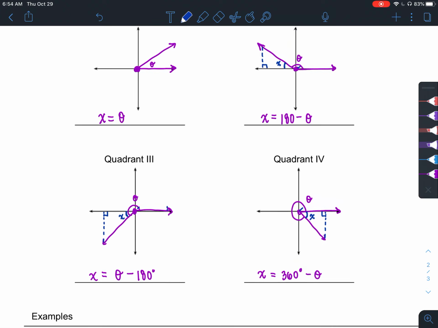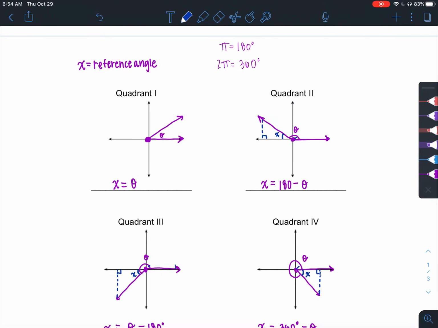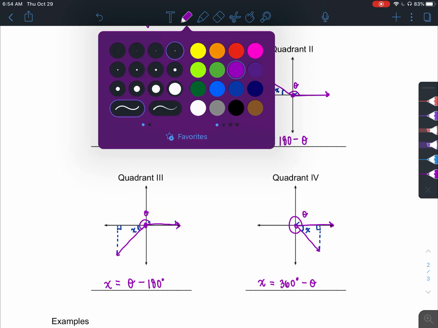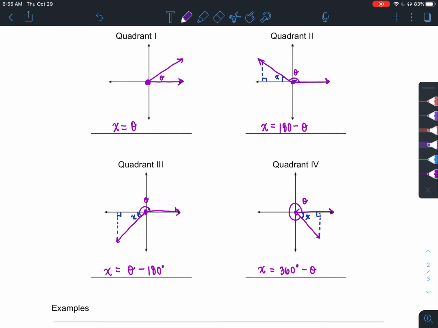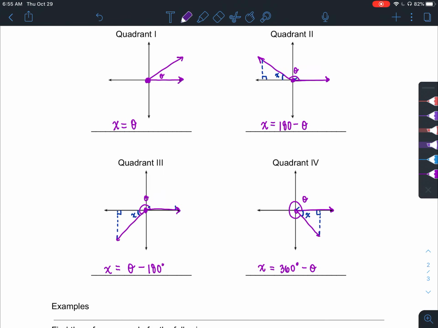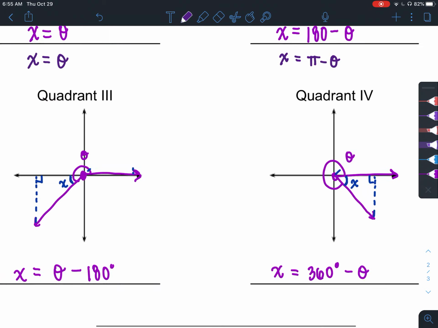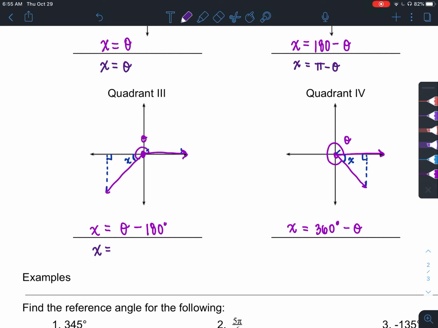Okay? And the reason why we want to know this stuff up here is if we're in degrees, we want to subtract 180, and if we're doing radians, we want to subtract pi. So this would be x equals theta still. This would be x equals pi minus theta. X equals theta minus pi. And this one is x equals 2 pi minus theta.